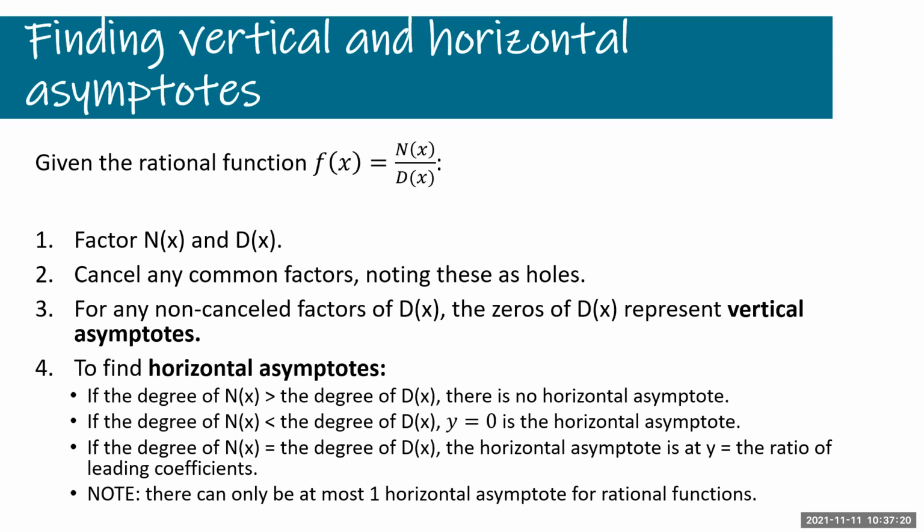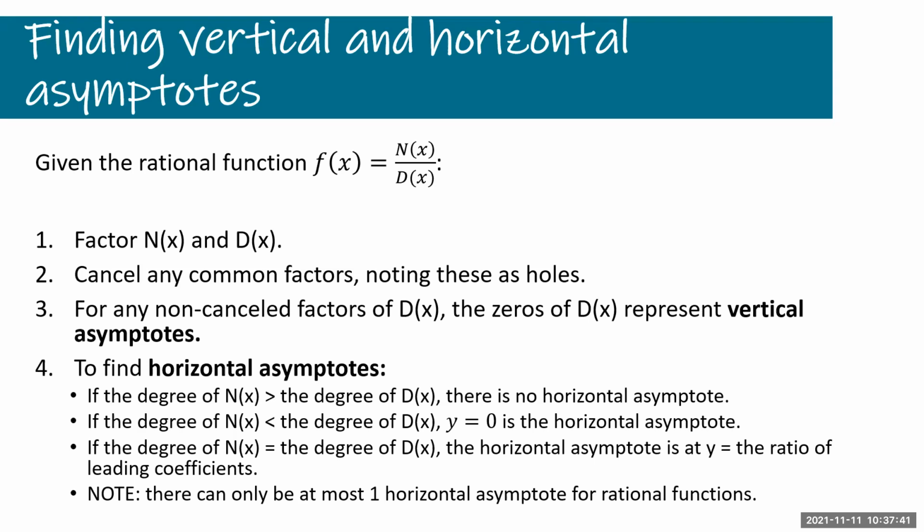Any of the remaining factors in your denominator, because remember your denominator can't equal 0, then the zeros of that bottom function represent vertical asymptotes, okay? So anything that makes your denominator 0 that's not a hole is going to be a vertical asymptote. Horizontal asymptotes follow a little bit of a different rule.